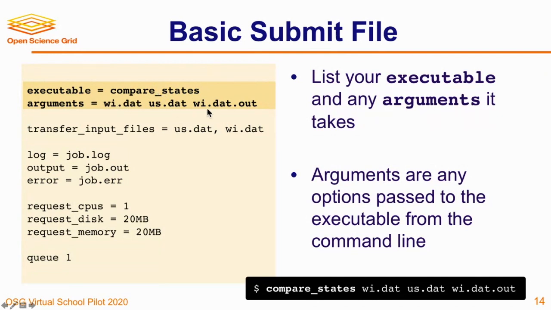Here are the arguments. So we break out between the executable and the arguments, and Condor will use that to run this command for us after it has matched our job to a slot.